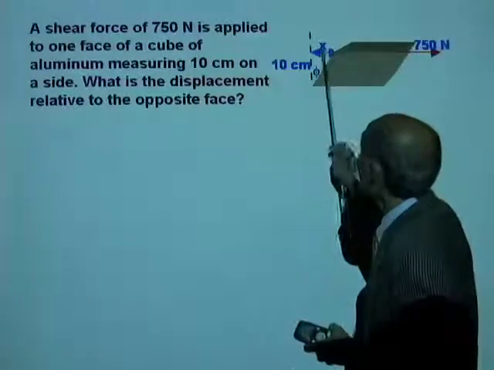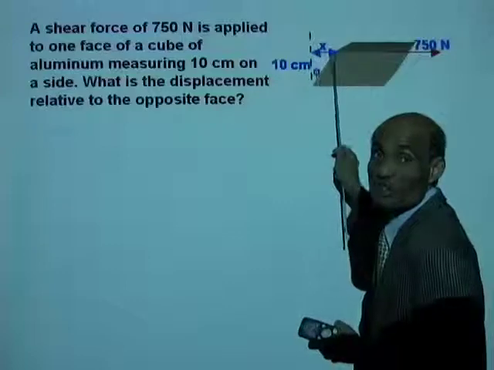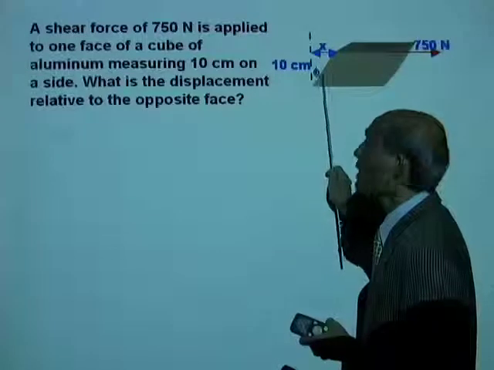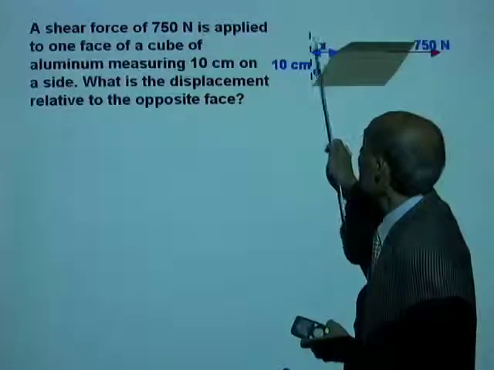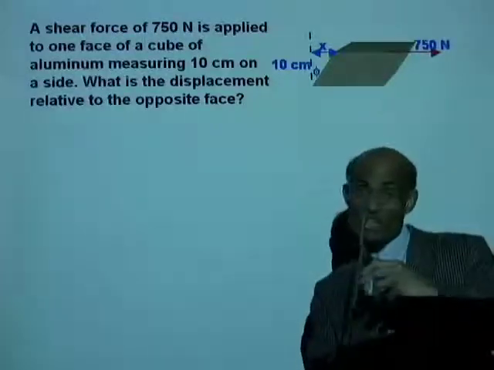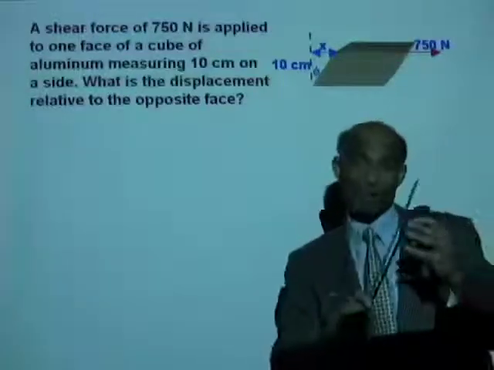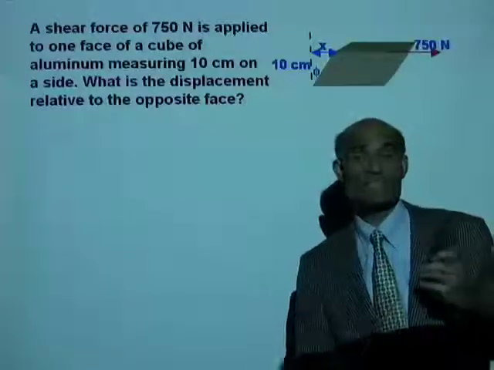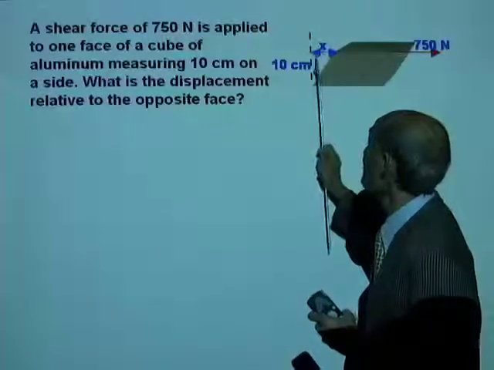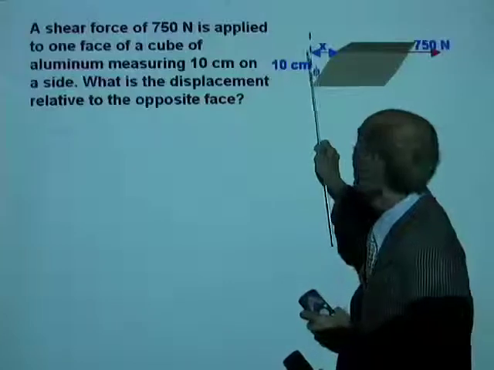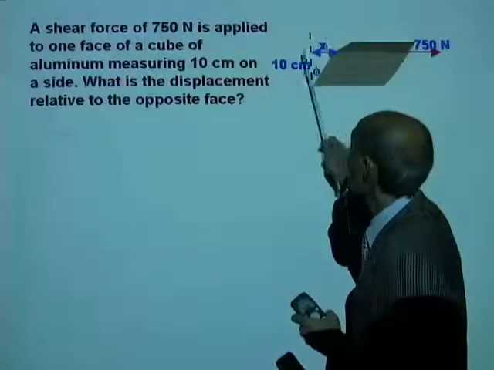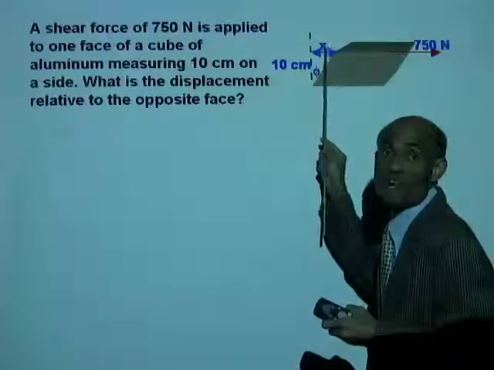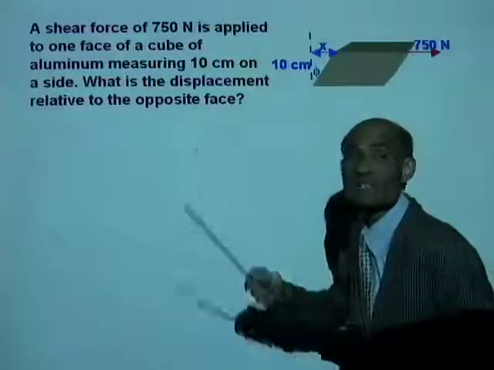If the top surface is displaced, this is called the displacement of the top surface, by a distance x, then tangent of angle phi will be x divided by 10. Isn't 10 the height? This is a cube of length 10 centimeter, width 10 centimeter, and height 10 centimeter. So if x is the displacement and 10 the height of the block, then tangent of angle phi is x divided by 10. We can leave this unit in centimeters so that x will also be in centimeters.